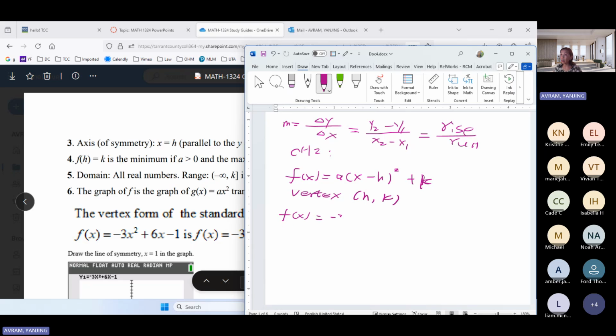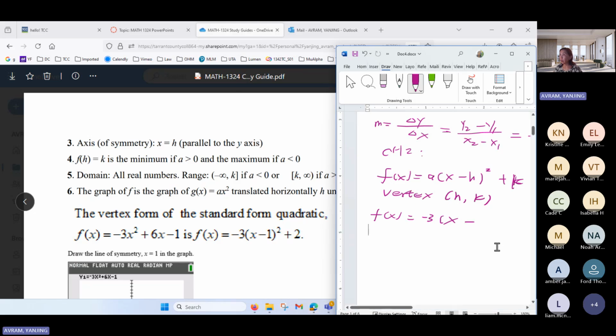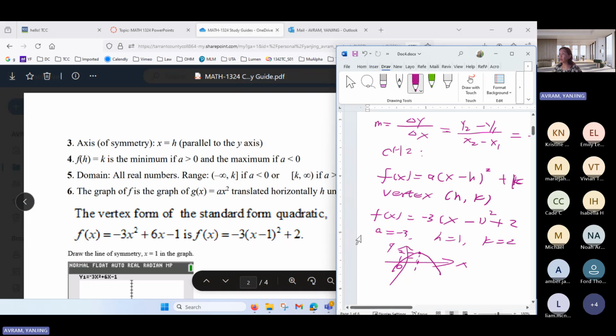If I have f of x equal to negative 3 times (x minus 1) squared plus 2, I can compare this one. My a here is negative 3, right? And my h here is 1. My k here is 2. So that means the parabola is facing down because a is negative. And this is the vertex, so it will be something like that. Okay, so this is already giving you the vertex. All right, so let's call this the vertex form.